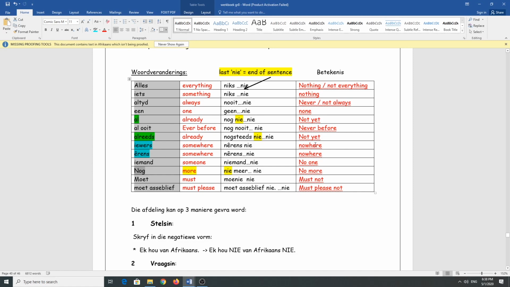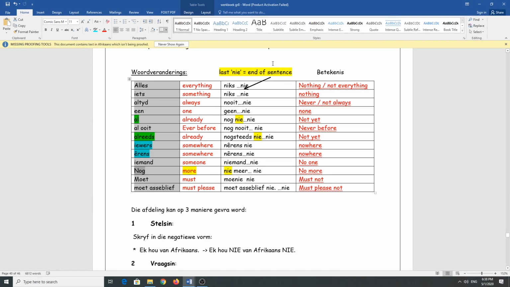Iewers and ergens also mean the same thing. Somewhere becomes nowhere, nêrens in Afrikaans. Iemand, someone, will become niemand nie, no one. Nog, more, becomes nie meer, no more. Moet, must, becomes moenie, must not. Moet asseblief, must please, becomes moet asseblief nie, must please not.